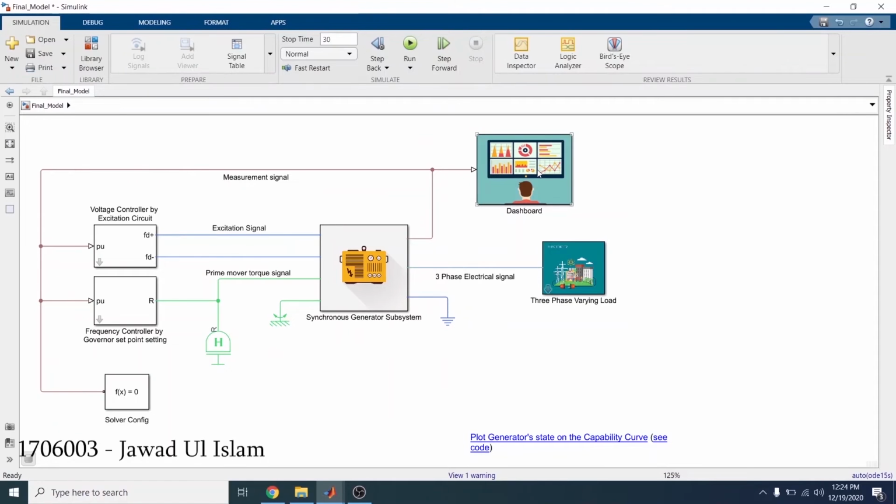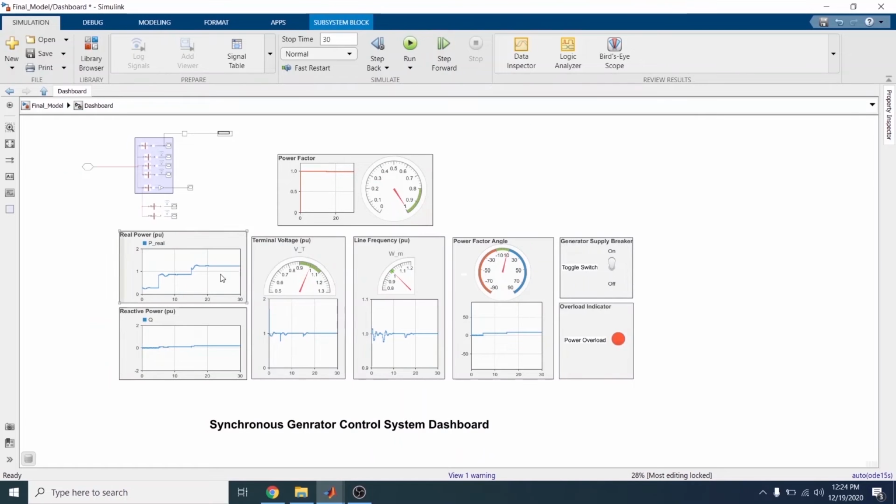The function of the dashboard is to demonstrate the simulation results. Here there are some plots and gauges to display the per unit values of our simulation results like terminal voltage, line frequency, power factor angle. There is also an overload indicator which activates when the load power is more than the rated power the generator can provide. Also there is a toggle switch to disconnect the generator in overloading condition at any time.